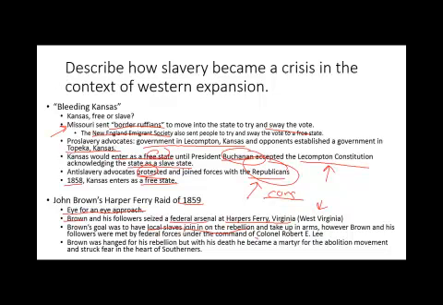However, with the command of Colonel Robert E. Lee, who we know will be a significant role player in the conflict of the Civil War, this ultimate rebellion was just squashed. Now, Brown was hanged for his rebellion, but he's viewed as a martyr. Again, what is a martyr? A martyr is someone who dies for their cause.